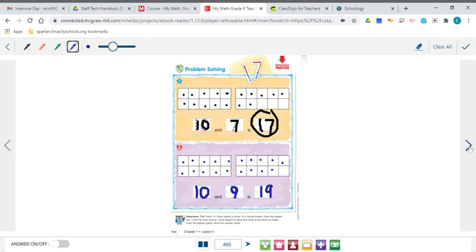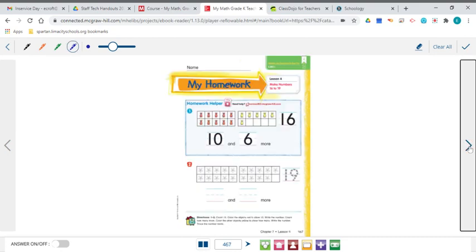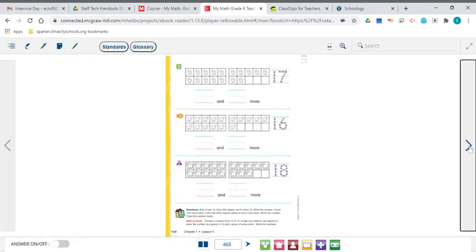All right, now you're ready to do some work on your own. And you have page 467 and 468, and it looks exactly like all the examples that we've been doing together. So it should be pretty simple for you. All right, as soon as you're done with your work, go ahead and upload it to Schoology.